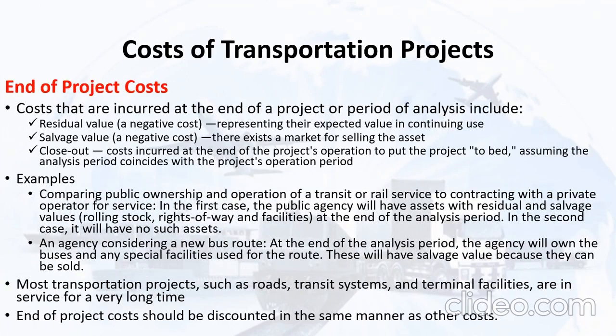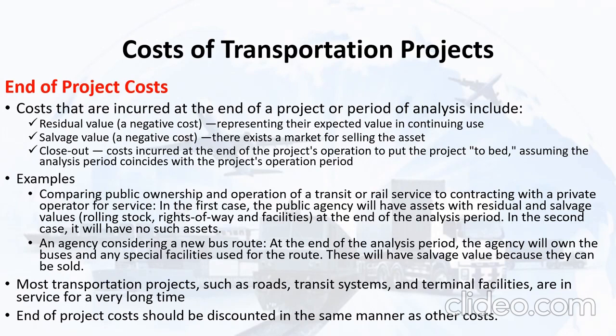There is another one-time cost, end of project costs. Costs that are incurred at the end of the project or period of analysis include, for example, the residual value, a negative cost representing the expected value in continuing use. Salvage value is also a negative cost, where there exists a market for selling the asset after close out. Close out is a cost incurred at the end of the project operation to put the project to bed, assuming the analysis period coincides with the project operation period.